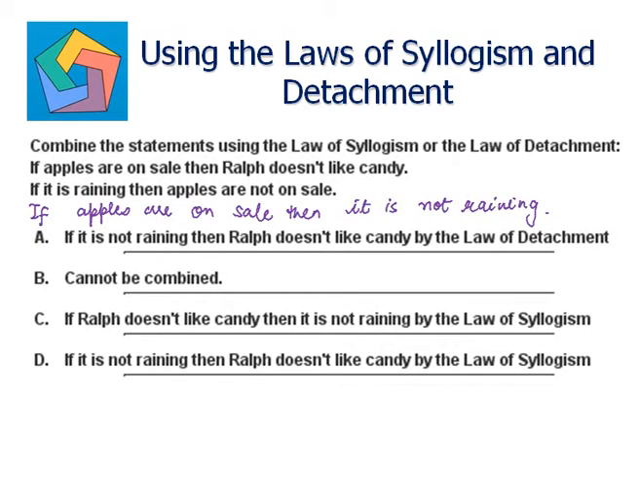So if you consider this statement and this statement, P is implying Q and P is implying R. P implies Q and Q implies R is not happening. So these statements cannot be combined. So our answer is B, cannot be combined.